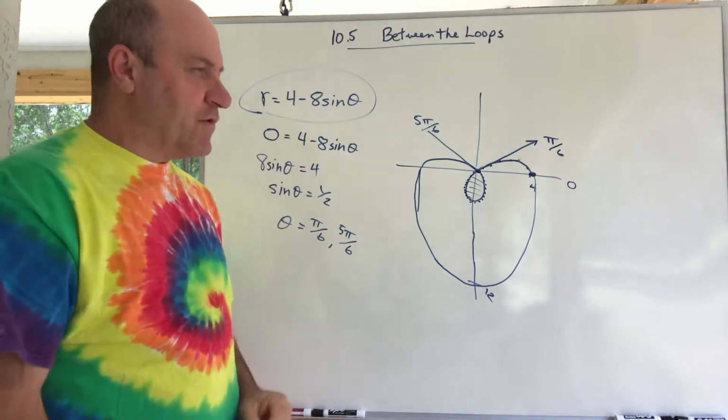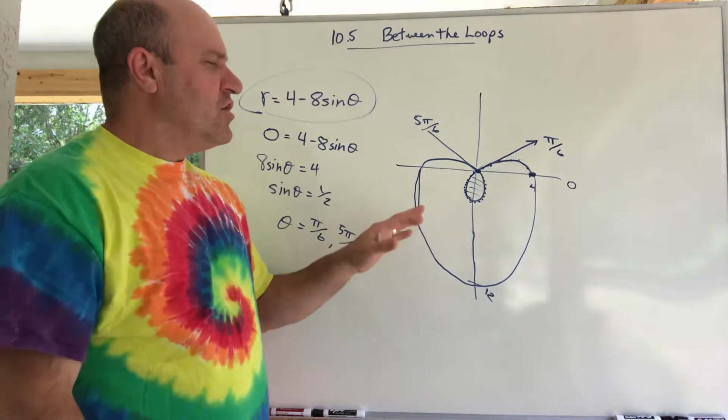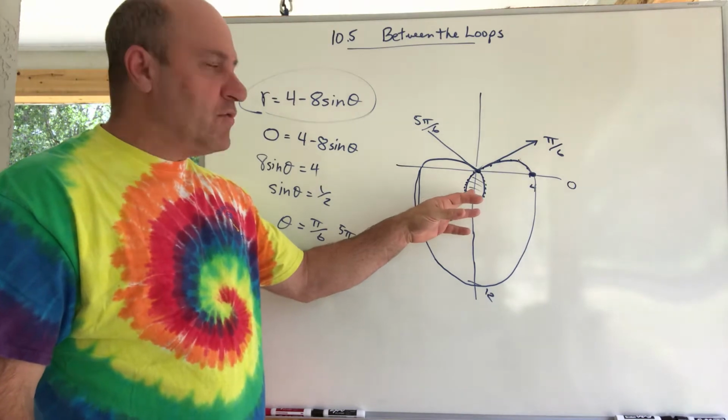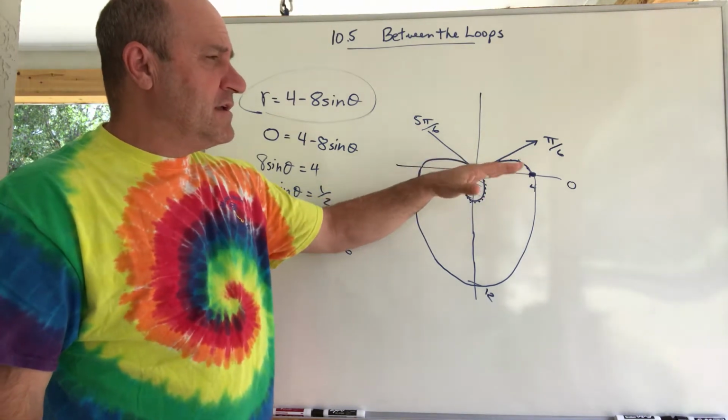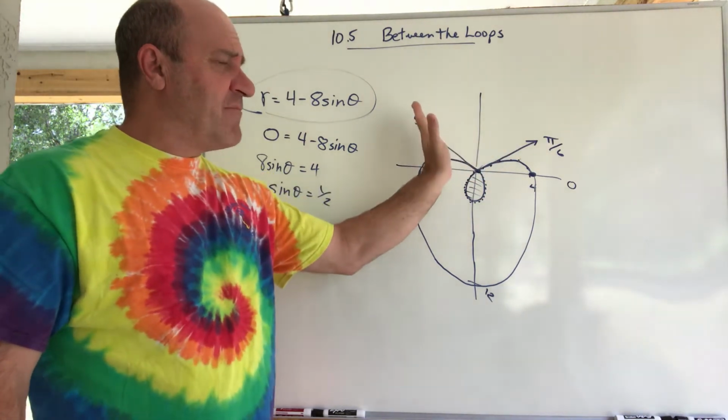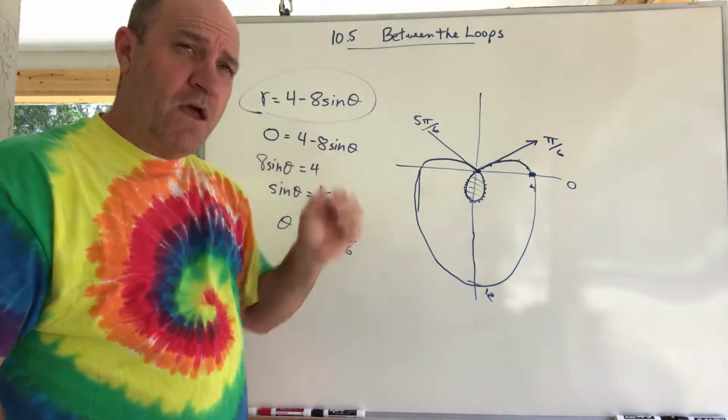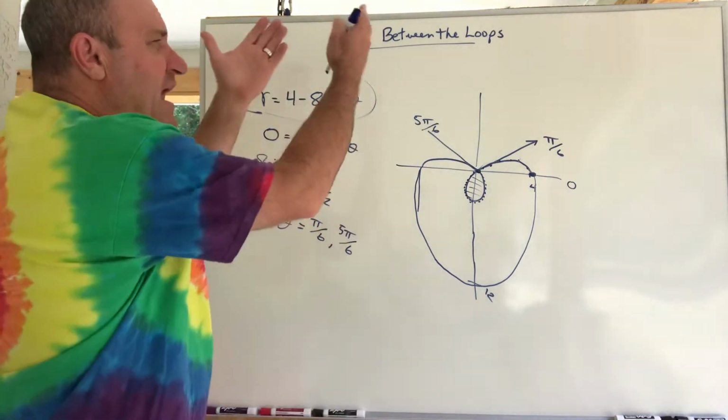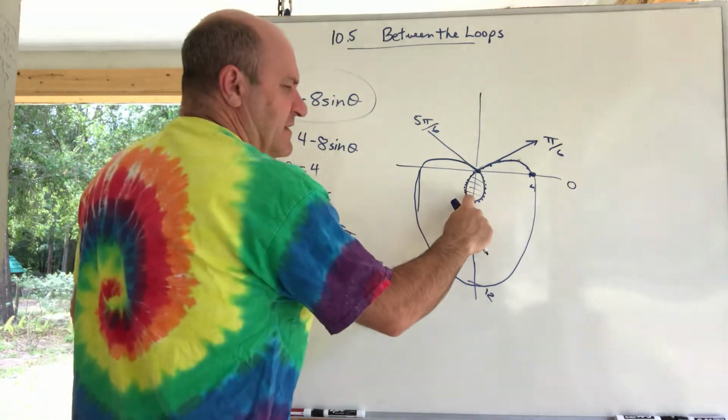I'm sorry, I'll get focused here in a second, but I'm saying if you just wanted the area of the inner loop, that would be an integral set up from pi over 6 to 5 pi over 6. But we wanted the area between the loops, so that's not this.